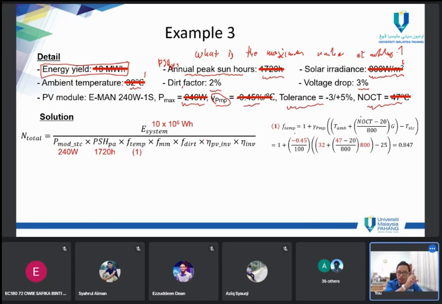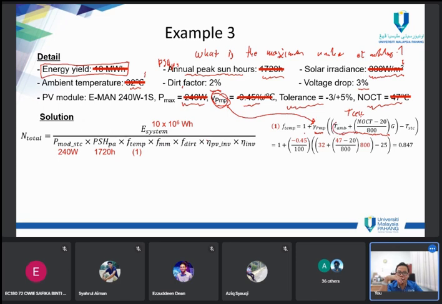See here. F-Temp equation yang kita belajar sebelum ni. 1 plus temperature coefficient of the PMP, T cell. This is T cell. This T cell minus TSTC. So the F-Temp is, you need to calculate lah. So you need to calculate the T cell as well. Then use the equation of temperature correction factor. Okay, temperature correction factor. Put all the values here. So that's why, for example, this value is put here.